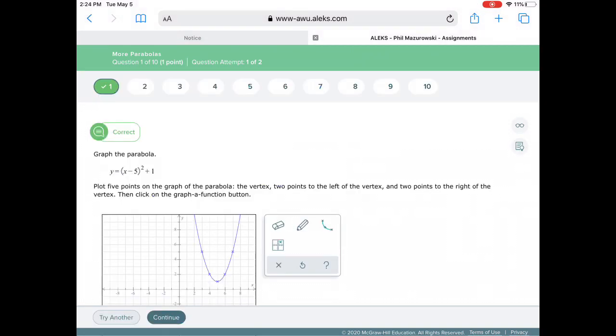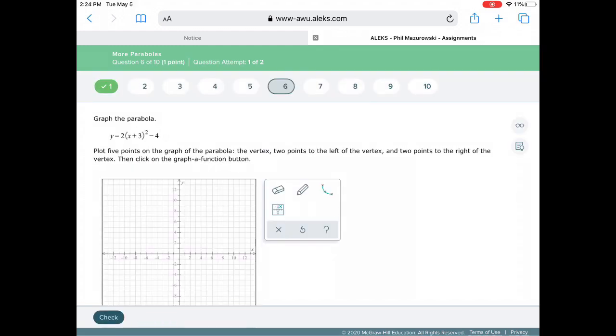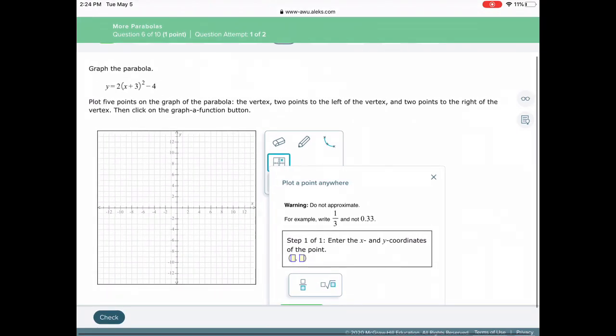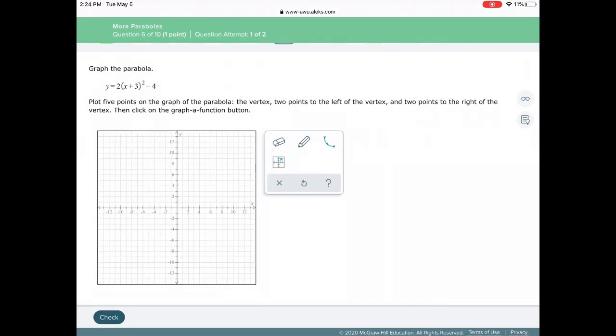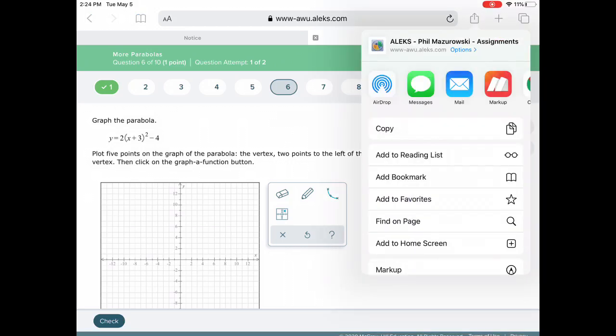All right, so let's find another type of question. Let me go to question 6 here. Just going through this briefly, this is also in vertex form. It's slightly different because it has an A outside, so it's not too different, but just slightly different.